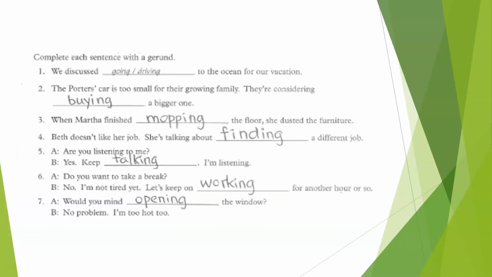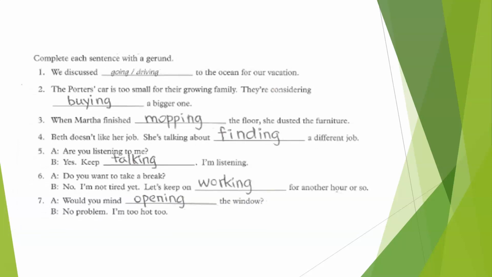Okay, let's check your answers. 2. The Porter's car is too small for their growing family. They're considering buying a bigger one. You can say they're considering buying a bigger one, or they're considering getting a bigger one. It's fine too. There are some options.